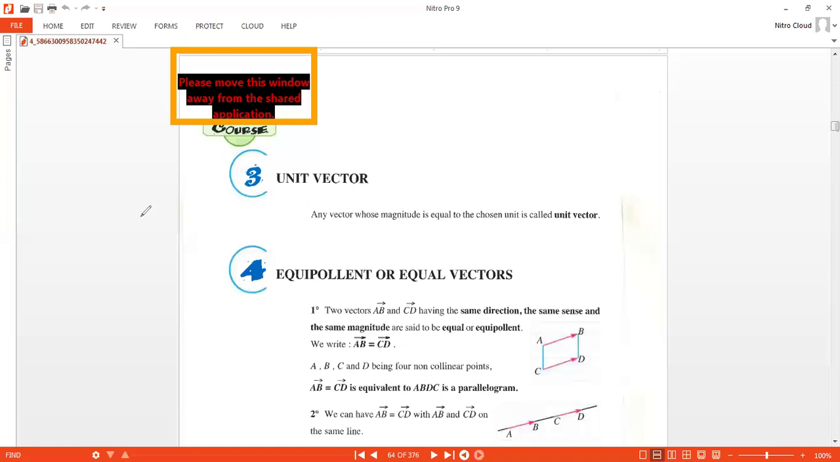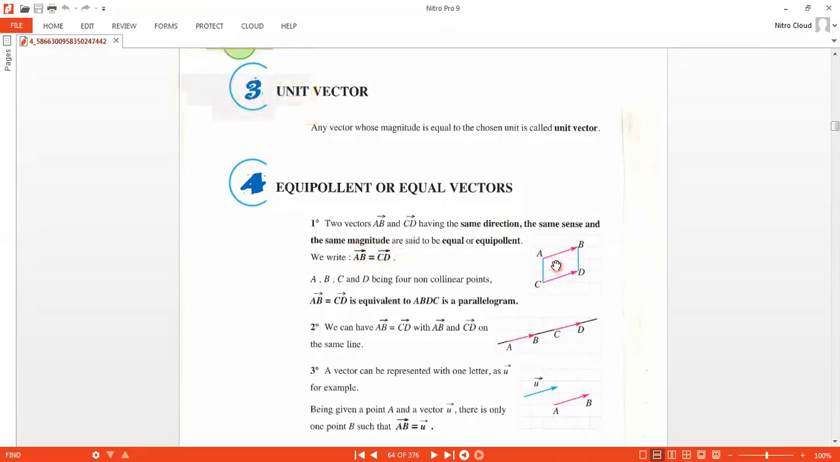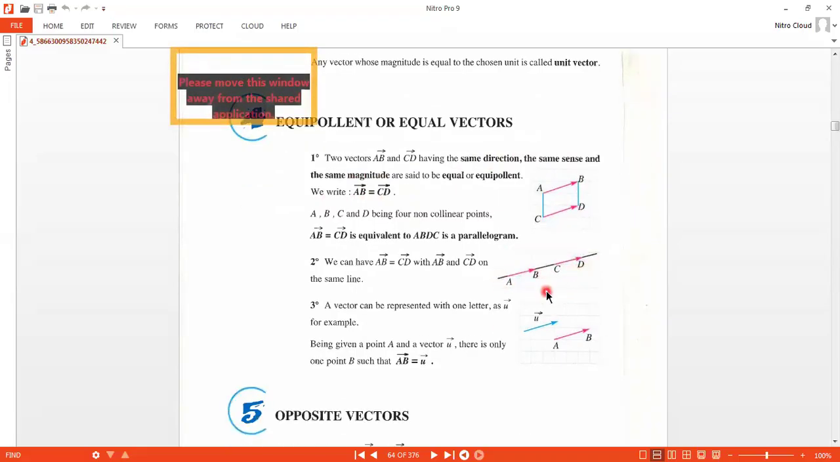And also we said that two vectors are said to be equal if they have the same direction, the same sense, and the same magnitude. So we say that vector AB equals vector CD. Those two vectors could be parallel, as you can see, or they could be on the same line here. A vector could be represented using two letters, or using one letter, U. So it's either vector U or vector AB. You can represent a vector by either of them.